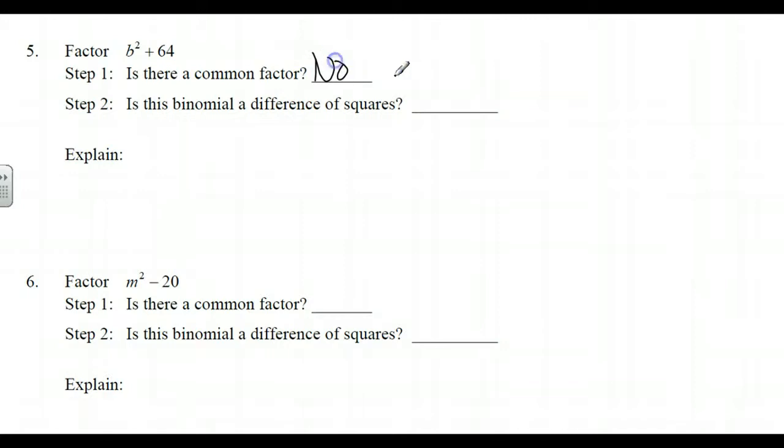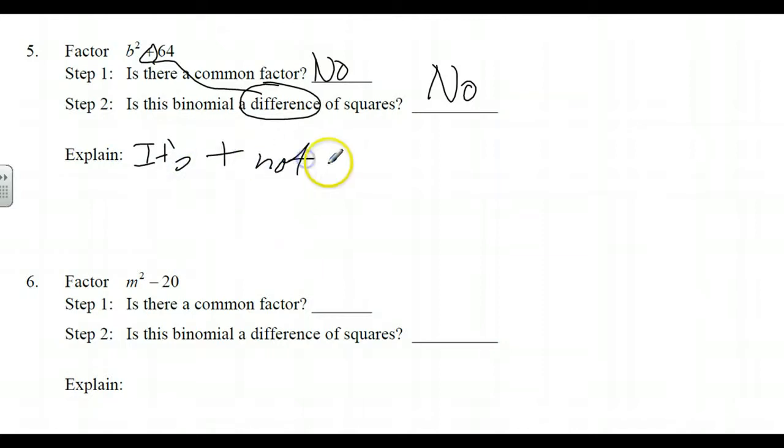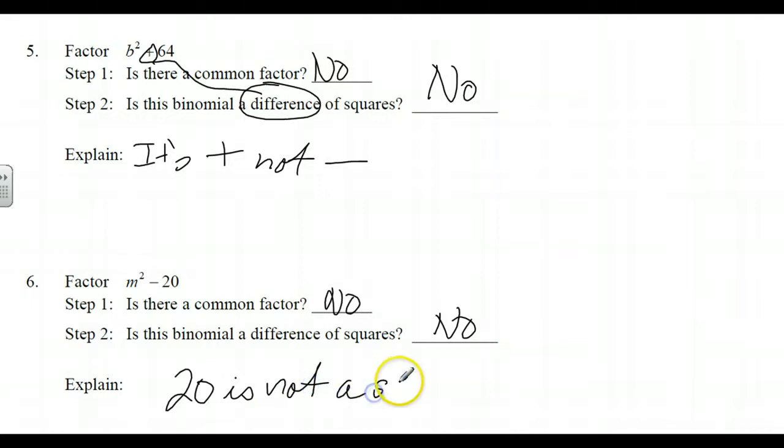64, common factor, no, difference of squares, no, being very emphatic, no. Let's just write that as a no, I almost started as a yes. Explain why it's not a difference. This is a plus. It's plus, not minus. Is there a common factor? No. Difference of squares? No. 20 is not a square.